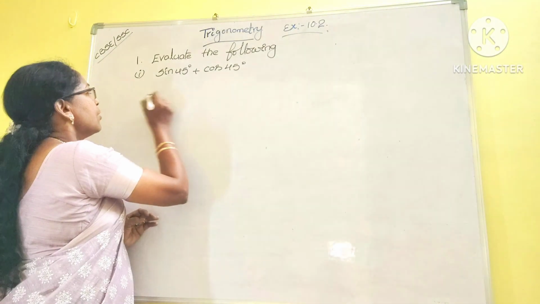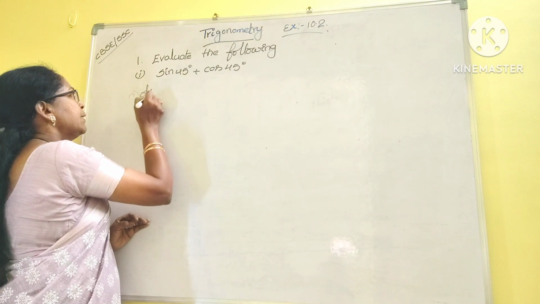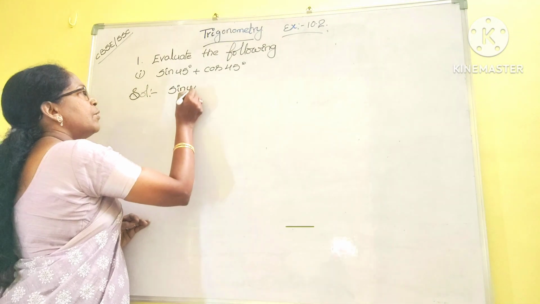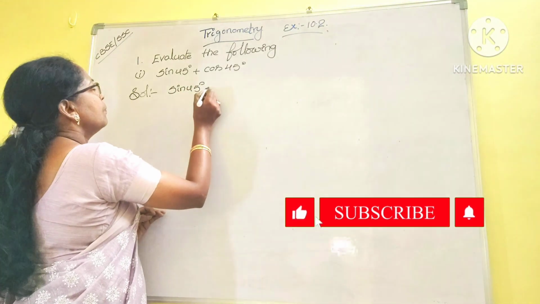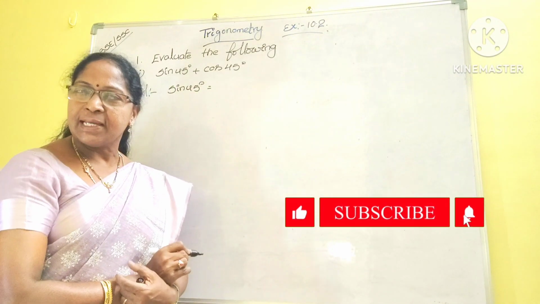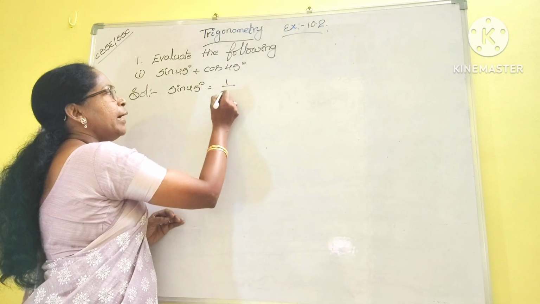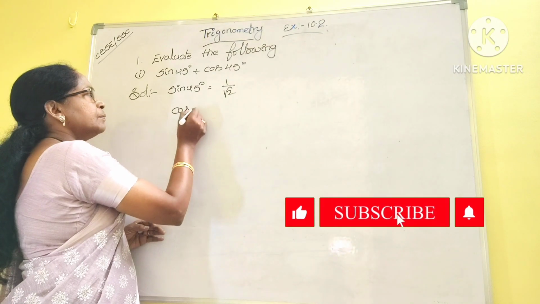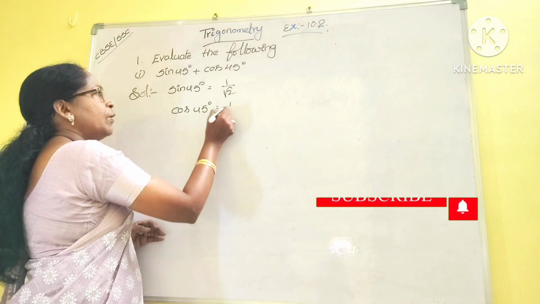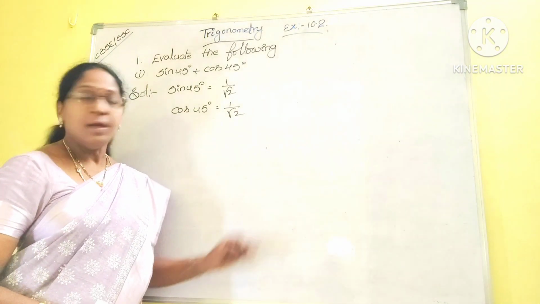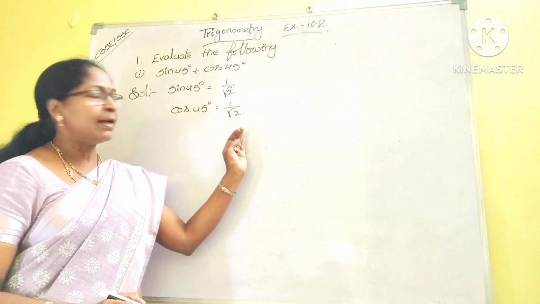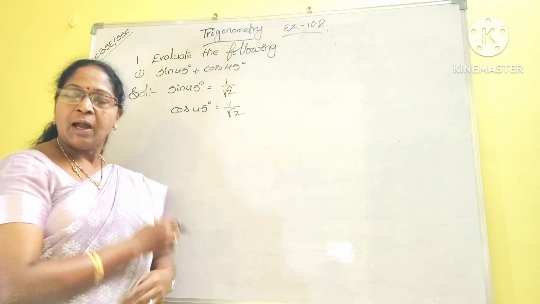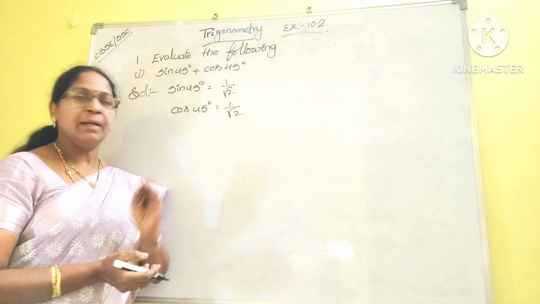So first, sin 45 equals how much? First you write the value. Sin 45 degrees equals 1 by root 2. Cos 45 equals 1 by root 2. You should know these values. Must and should, you have to learn them by heart. Learn the trigonometry table properly. How to learn, I already explained in my previous video.